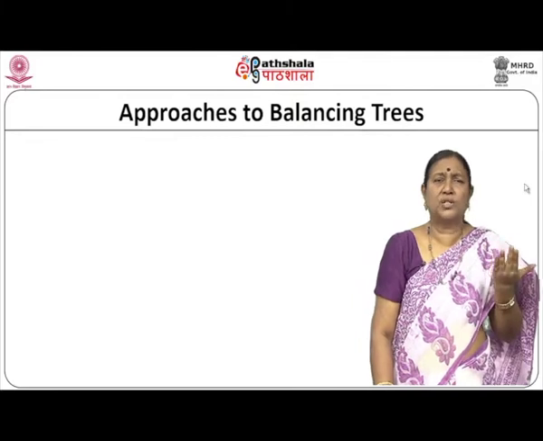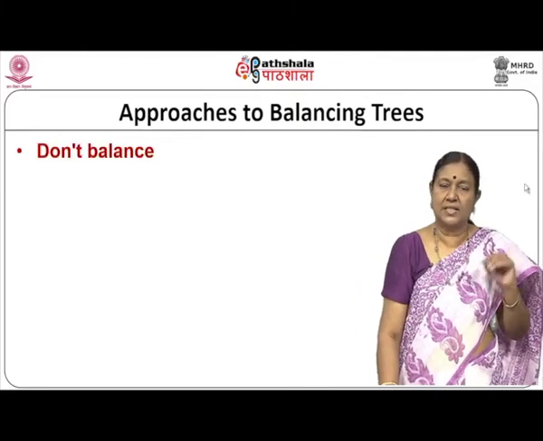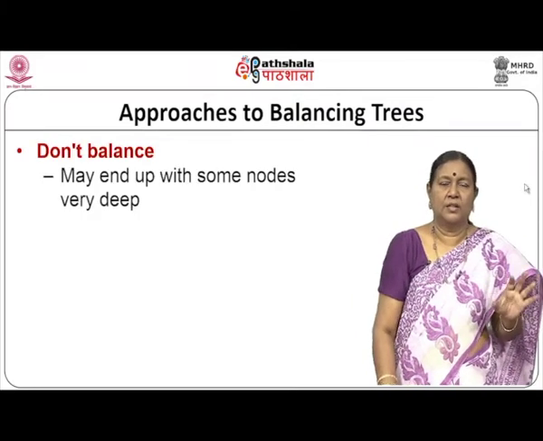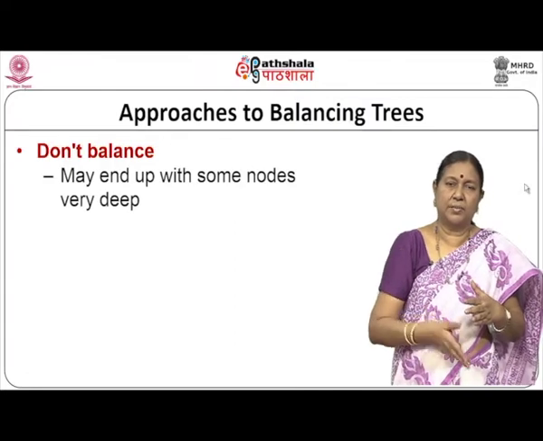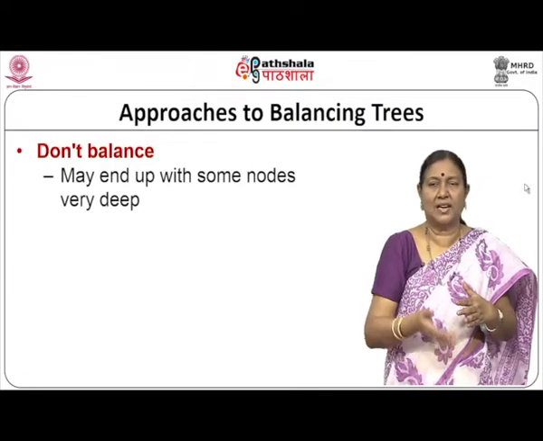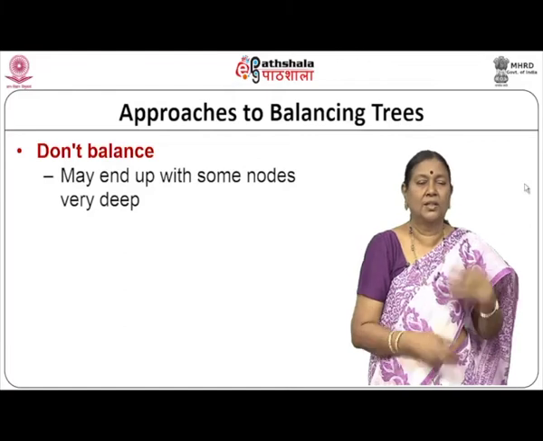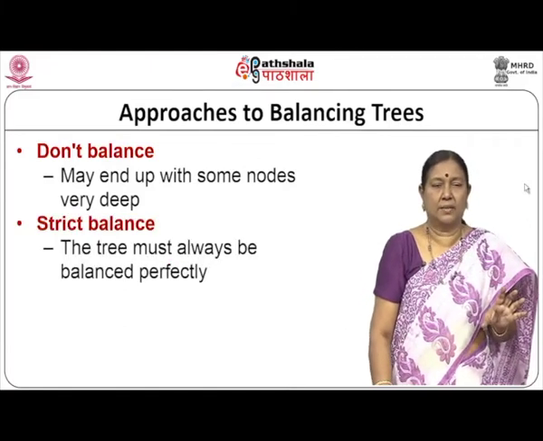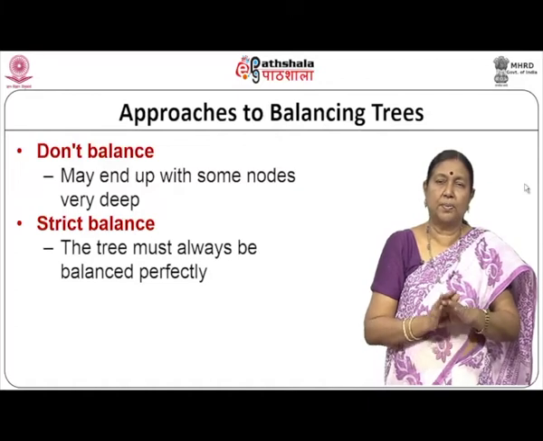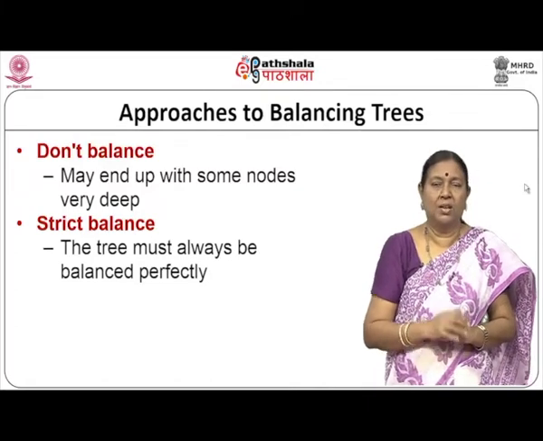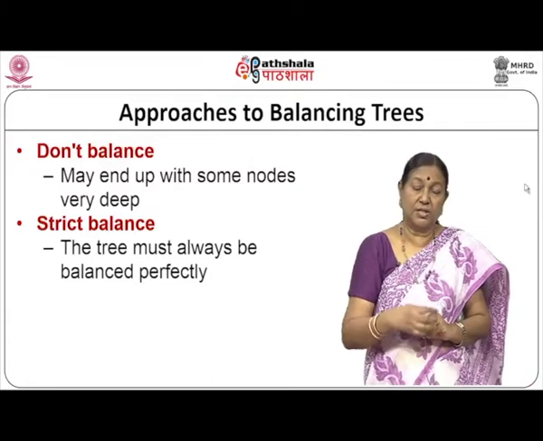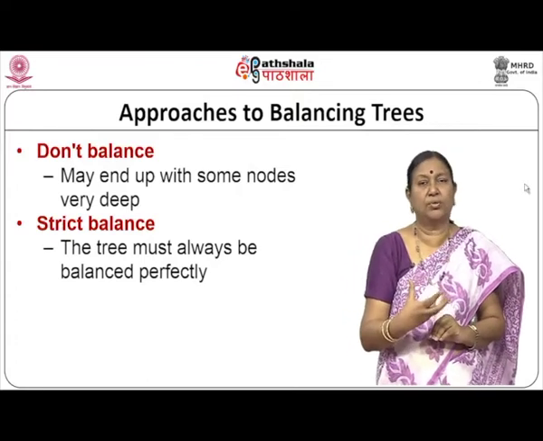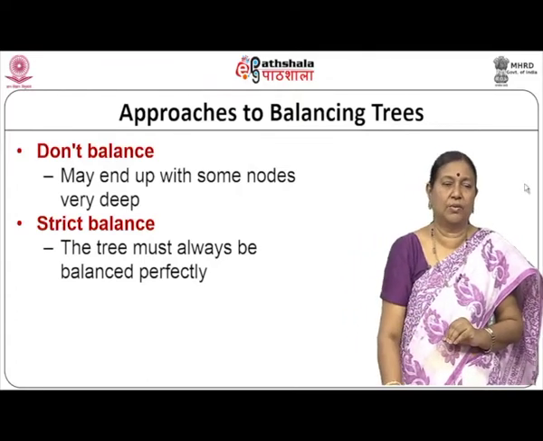So, what are the approaches to balancing trees? The first approach is do not balance. Then you may have some of the nodes very deep; in the worst case n nodes will have n minus 1 as the depth. The other one is strict balance, that means the tree must be balanced perfectly all the time. It is good, but it is a costly operation, because for every insertion and deletion you have to do this balancing. We will come to that as we go along.